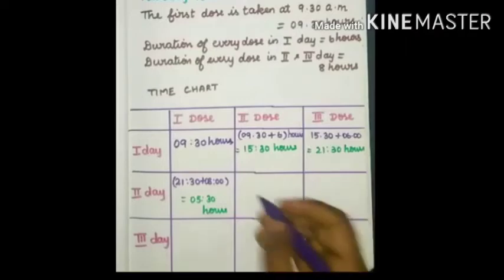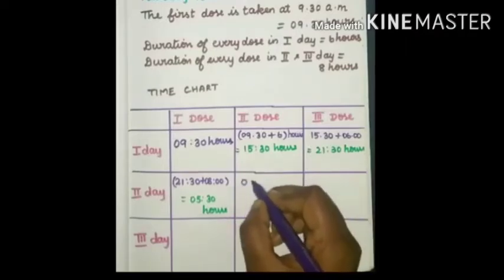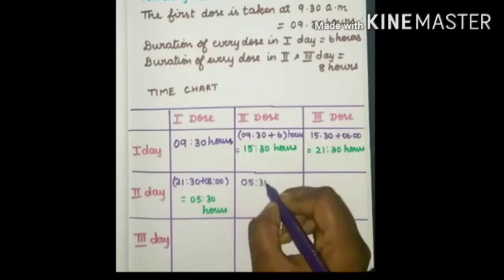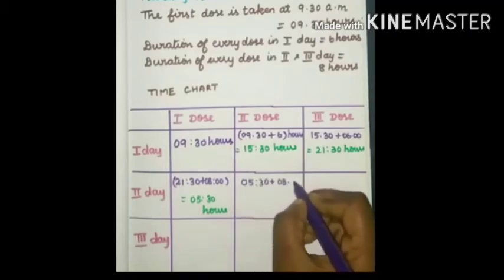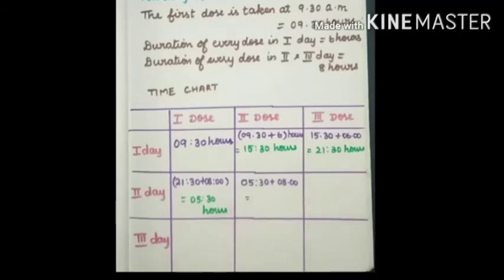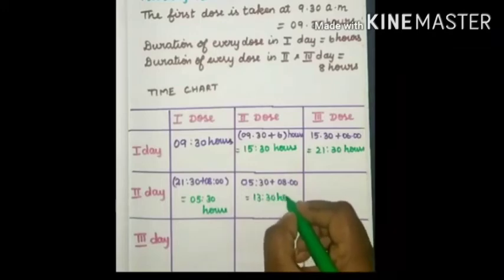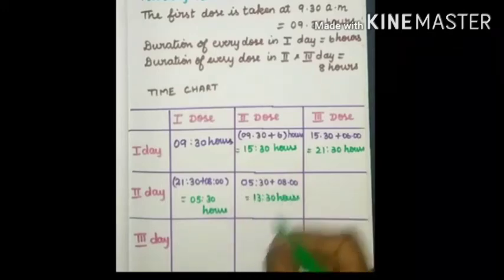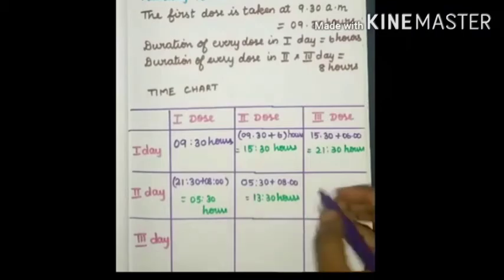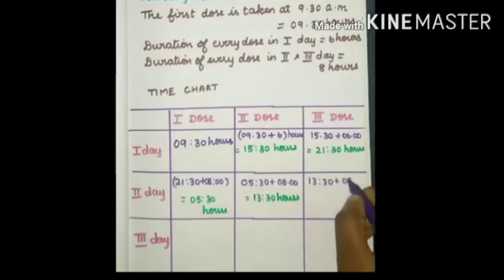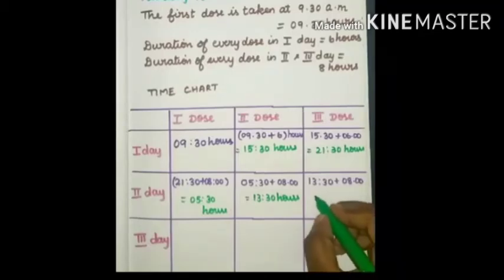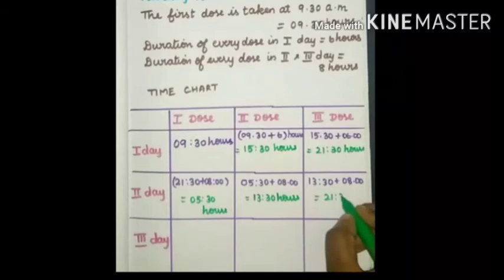Let's find the second dose. 5:30 plus 8 hours, that is 13:30 hours. 5:30 plus 8 is what? Yes, 13:30 hours. To find the third dose, what do you have to do? You have to add 13:30 hours plus 8 hours. 13:30 plus 8 equals 21:30 hours.